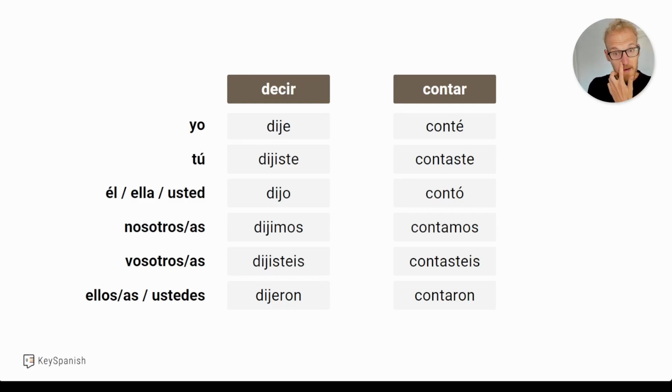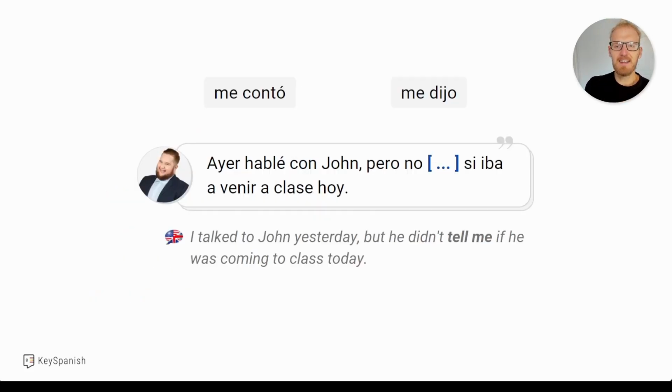So, with the conjugation out of the way, now I have a challenge for you. Ayer hablé con John, says Sergio, pero no me dijo si iba a venir a clase hoy. We want to say that he didn't tell me if he was coming to class today. What would be the right verb here? We would say, ¿me contó si iba a venir a clase? O ¿me dijo?